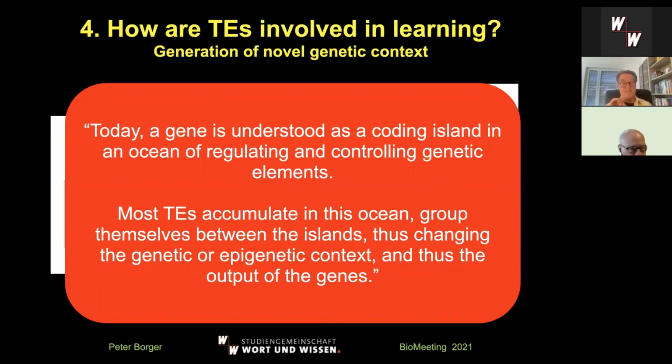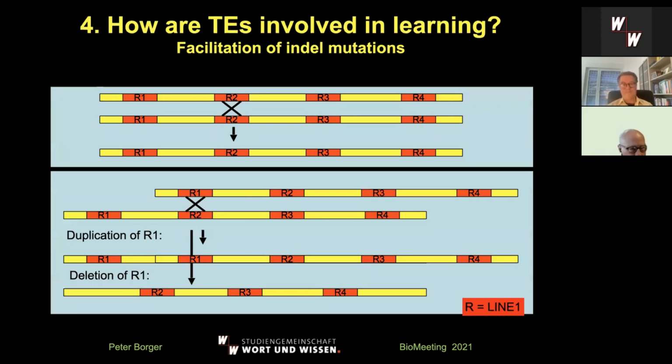So today, a gene is no longer understood as just a stretch of linear DNA, but it is understood as a coding island in an ocean of regulating and controlling gene elements. And most TEs accumulate in this ocean, grouping themselves between the islands, thus changing the genetic or epigenetic context, and so they also change the output of the genes. So in fact, the genome of higher organisms loaded with these TEs is a switch box.